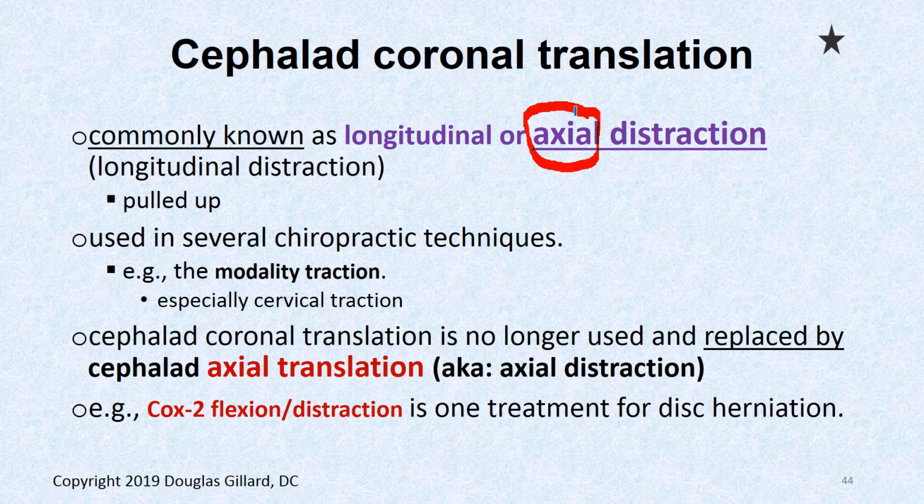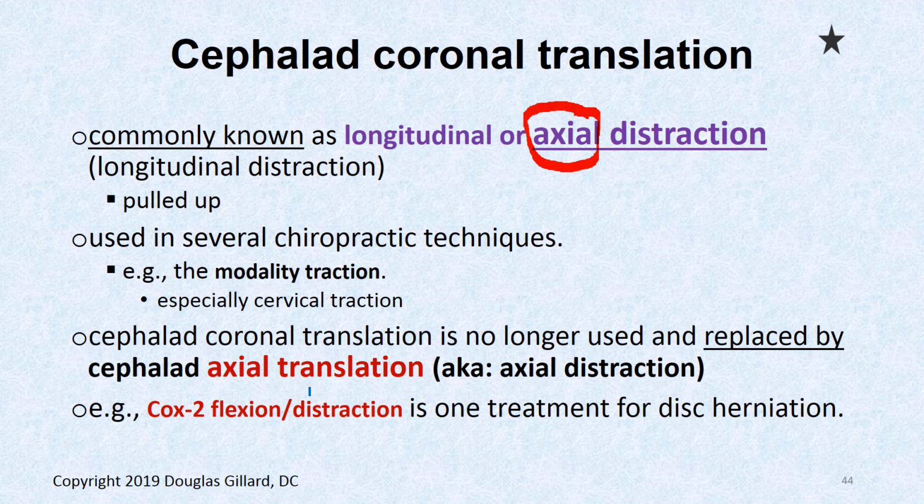And we do use this as a treatment modality. You can do manual traction to someone's neck, and it makes it feel real good and can break muscle spasm, and it's a good treatment. The cephalad coronal translation is really not used. It's been replaced, confusingly, by cephalad axial translation. We don't really use it. They just call it axial translation or cephalad axial translation.